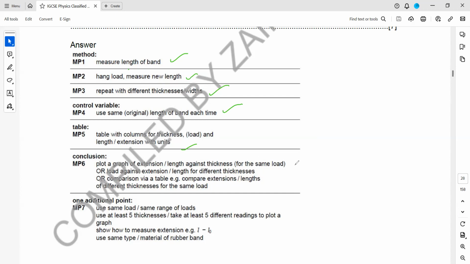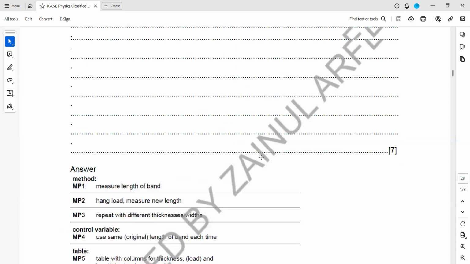Then plot a graph. You can plot a graph between extension and length against the thickness, or compare the extension and length for different thickness, how it is affected. Yeah, because we were investigating how the thickness matters, thickness should be one variable. Then we should use the same set of loads, and at least 5 different thicknesses, as you can see, and show how extension is calculated, and the same type of material or material of a rubber band should also be same. Is it clear, this experiment?